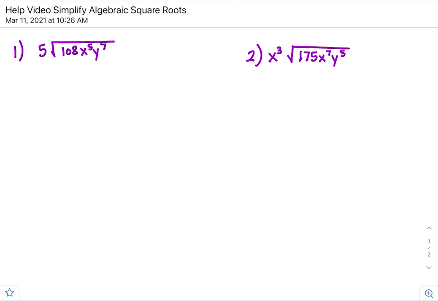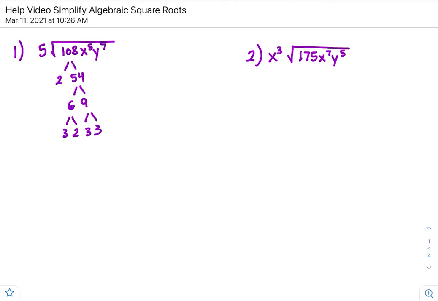Help video, simplify algebraic square roots. Alright, so with square roots, you guys, first we should probably make a prime factorization tree of the number on the inside the square root. So, we'll break this down. Offhand, 2 times 54. 54 breaks down to 6 times 9. The 6 breaks down to 3 and 2, and the 9 breaks down to 3 and 3.